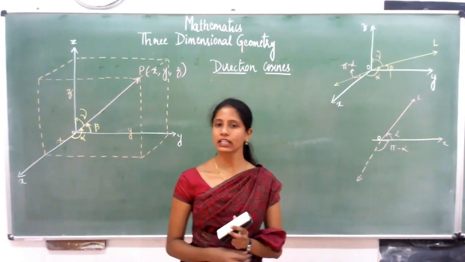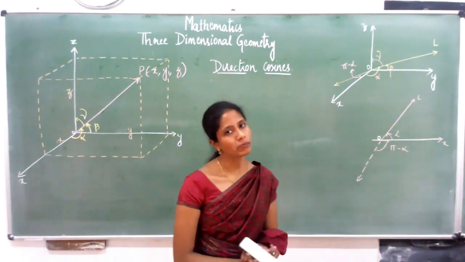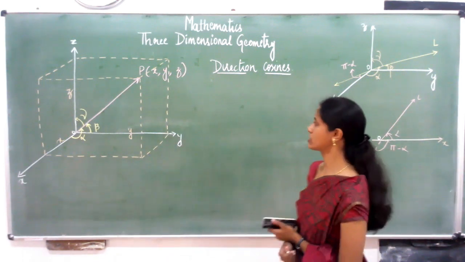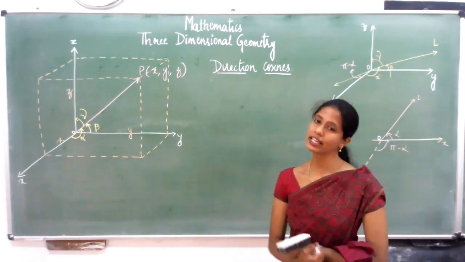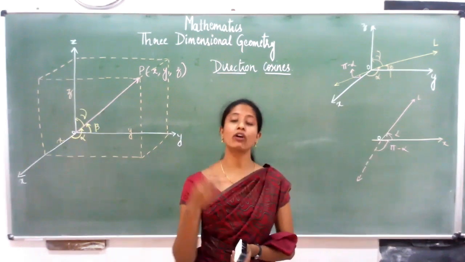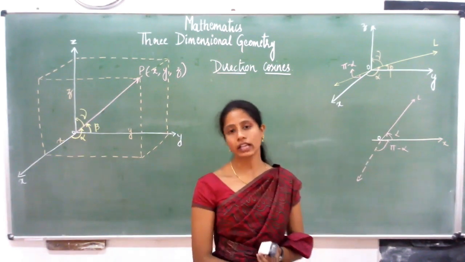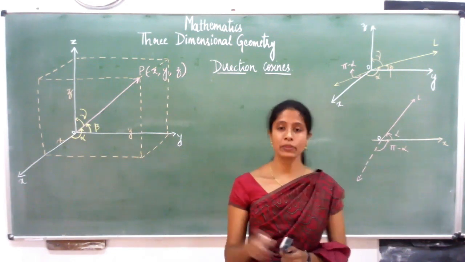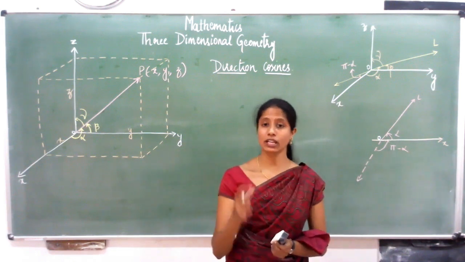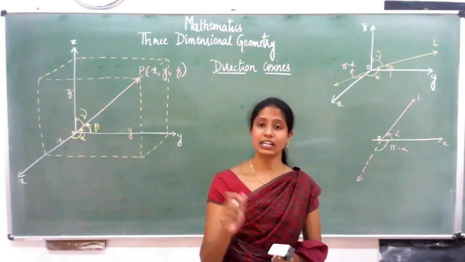In today's class, we are starting with a new chapter, three-dimensional geometry. Here the first concept which we are going to learn is direction cosines. Yes, we have already learned direction cosines in vector algebra. Why are we learning direction cosines again? Here we are taking them with respect to a line. There we have seen direction cosines with respect to a vector. A vector is what? A vector is a directed line.